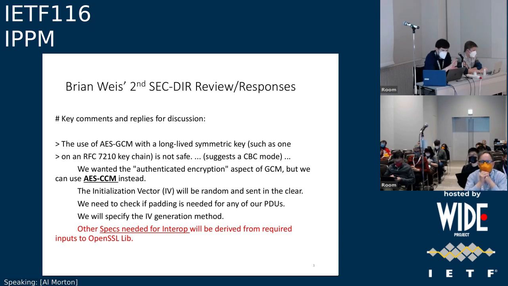So with that, we'll keep our initialization vector in the clear. We'll have to check the padding, if any padding's needed for any of our PDUs and the block sizes. We'll specify the IV generation. And one thing that I forgot to mention in the reply to Brian is that we'll be using the OpenSSL library to help us find the specs we need for interoperability for the encryption algorithm. So we'll test that out and see if we need anything else. But I think that's our way forward for the new encryption algorithm. Hoping to get some feedback on that.